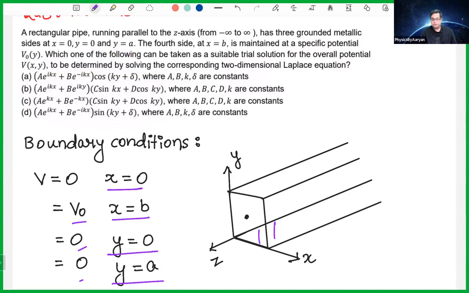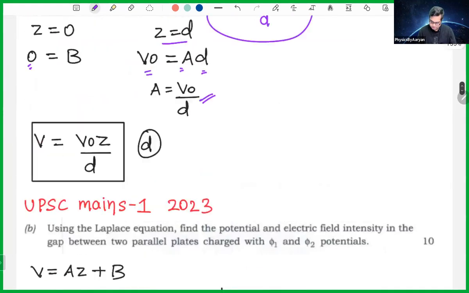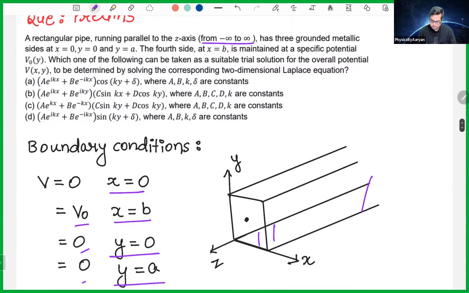Clear? If this were not infinite, let's say it was finite, and they gave you the potential of this side and this side as well, then it would be a 3-dimensional case. In this case, the pipe is infinite. That is why your potential is not depending on z, it is only depending on x and y. But if this pipe were finite in length, then they would give you the potential at this side as well, and then it would go to the 3D case. Okay, perfect. With this much information, we are almost ready to solve our problem.